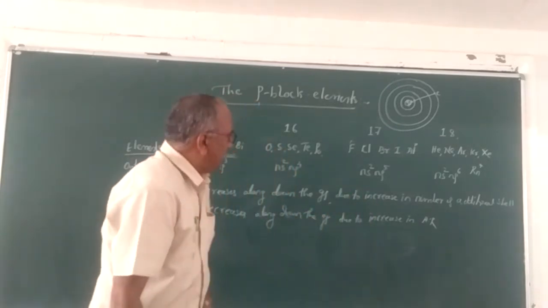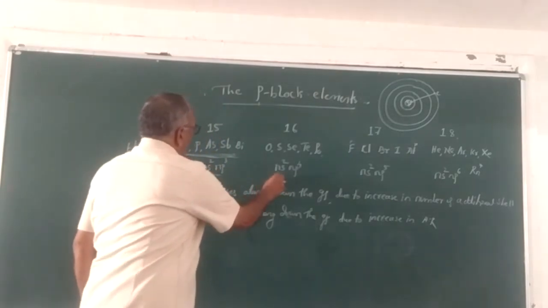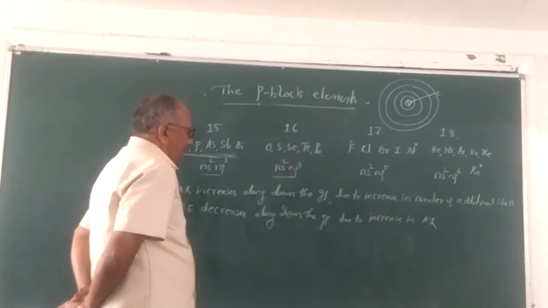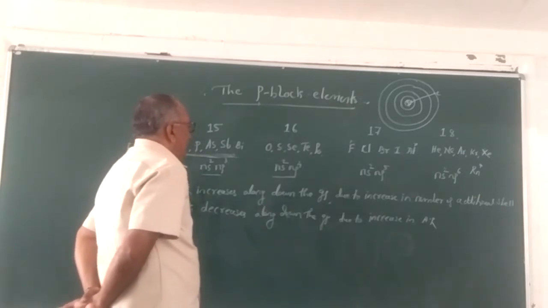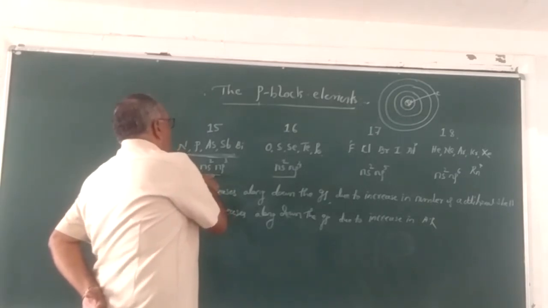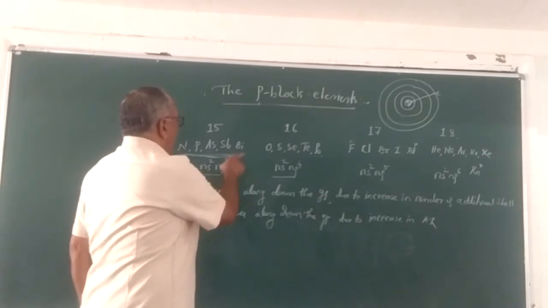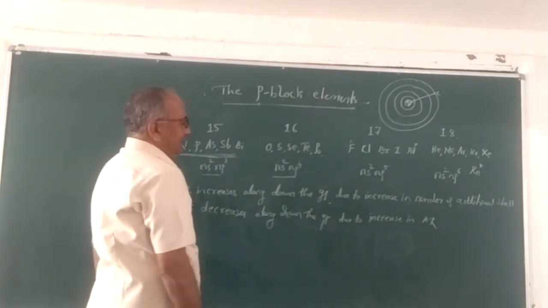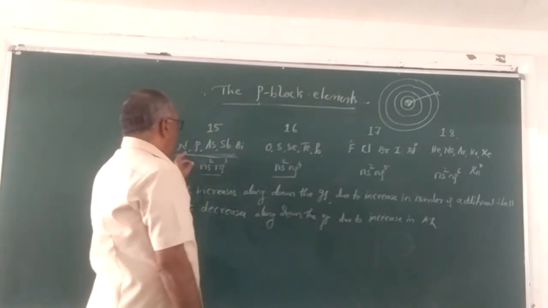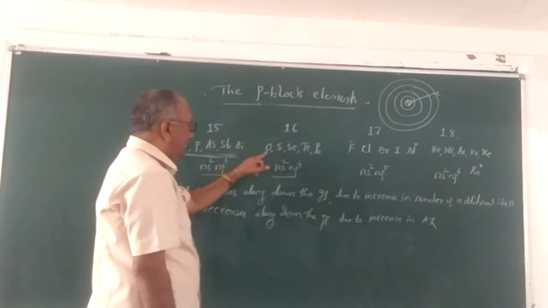Now, when you observe the 15th group element and compare it with the 16th group element in ionization energy, usually the 15th group element has more ionization enthalpy than the 16th group element. If you take nitrogen and oxygen, nitrogen has higher ionization enthalpy than oxygen.